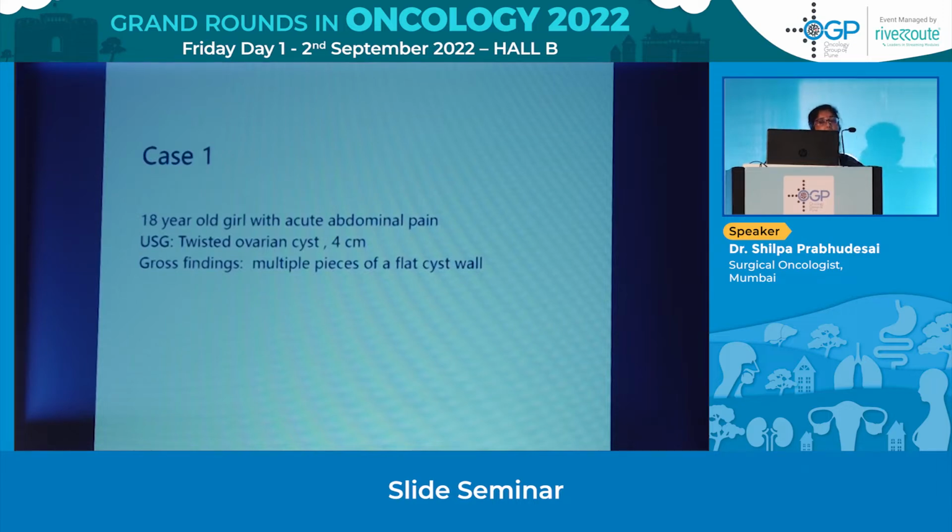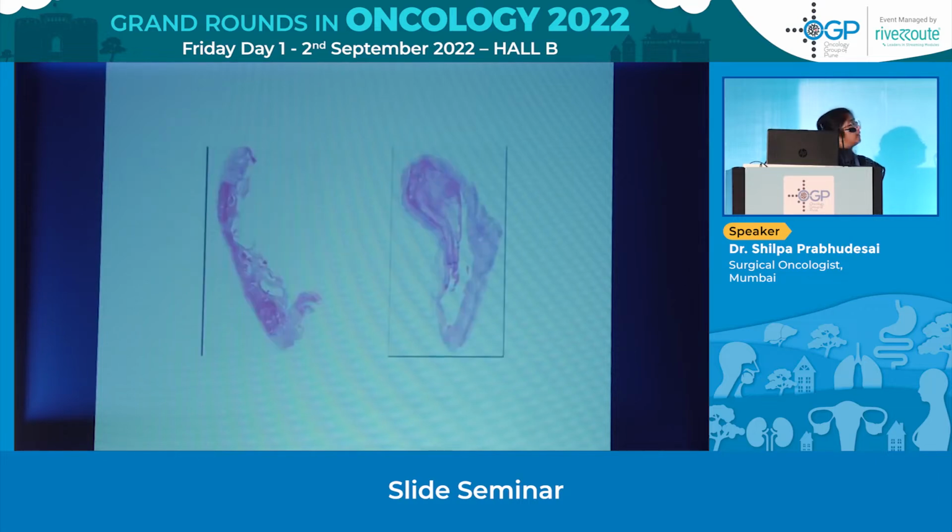An 18-year-old girl presented with acute abdominal pain. Her ultrasound showed a twisted ovarian cyst, 4 centimeters in size. And what was received were multiple pieces of a flat cyst wall. These were the sections that we received. You can see a flat cyst wall here. There is evidence of fresh hemorrhage which happens secondary to torsion.